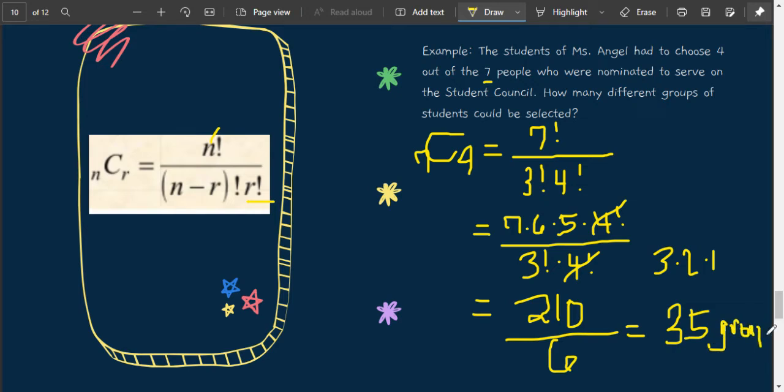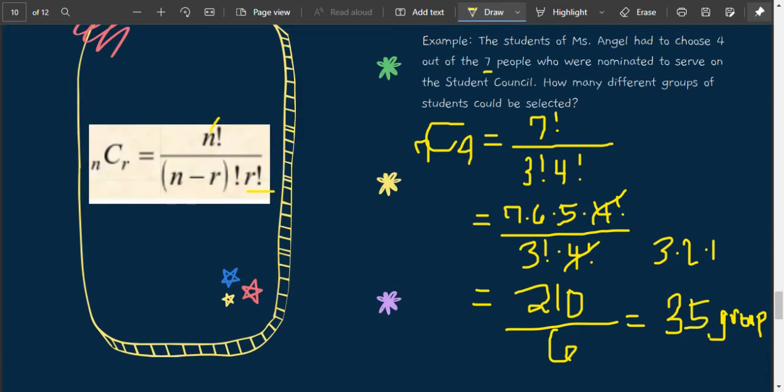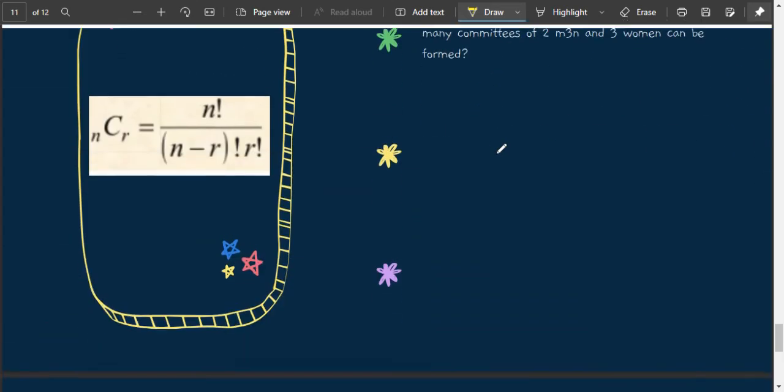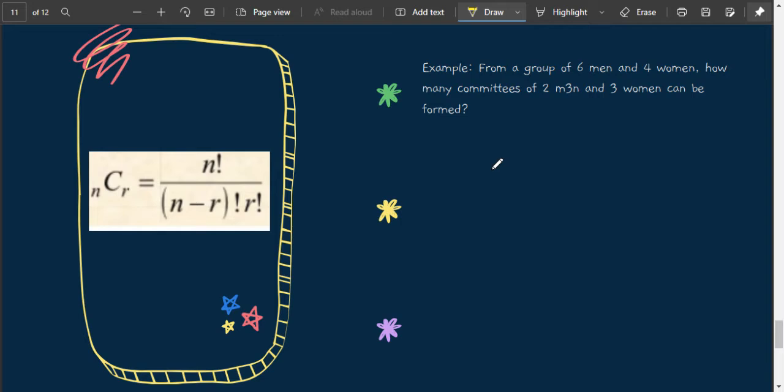Okay? Yan. Okay? So, this is your final answer. So, ibig sabihin, yung mga students si Ma'am Angel ay pwedeng mamili ng 35 groups. Yung merong tiga-apat out of yung 7 persons or yung people na pwede nang i-nominate para doon sa student council. Okay? So, let's have another example.